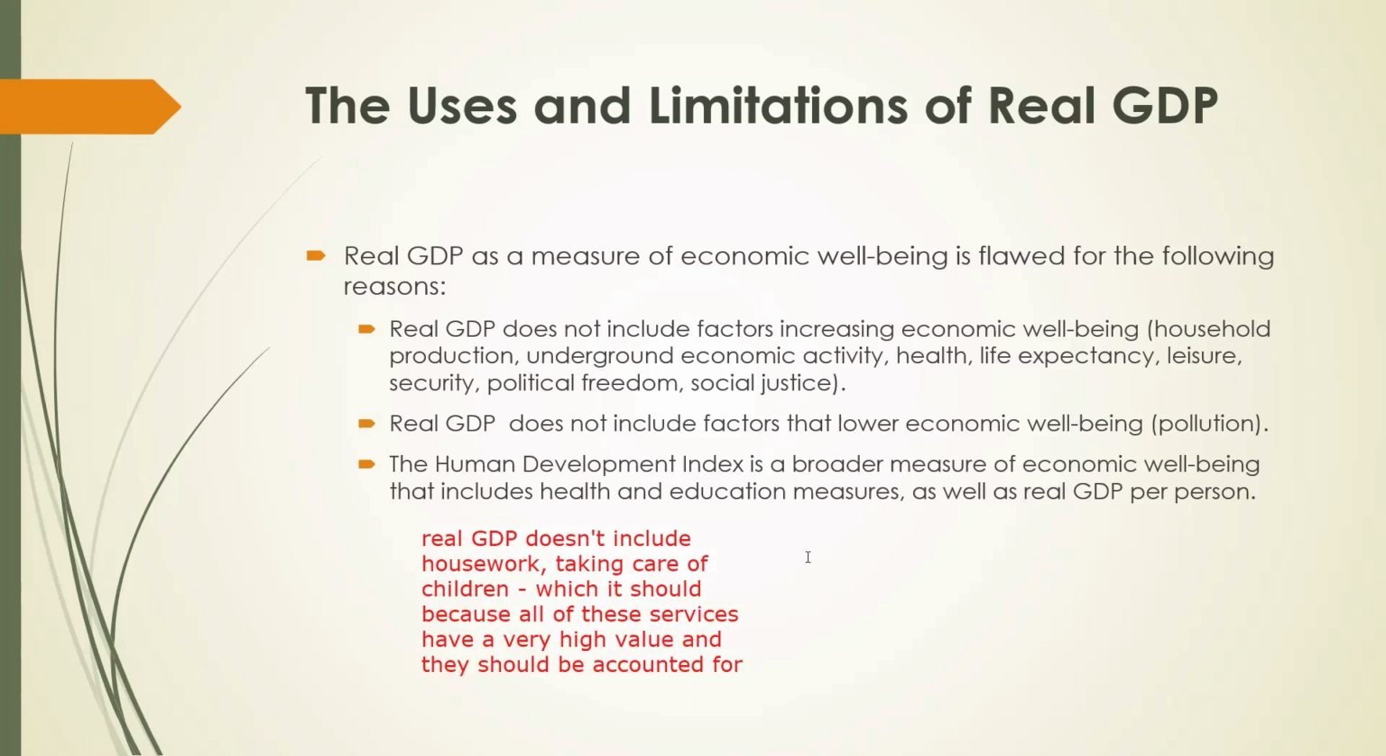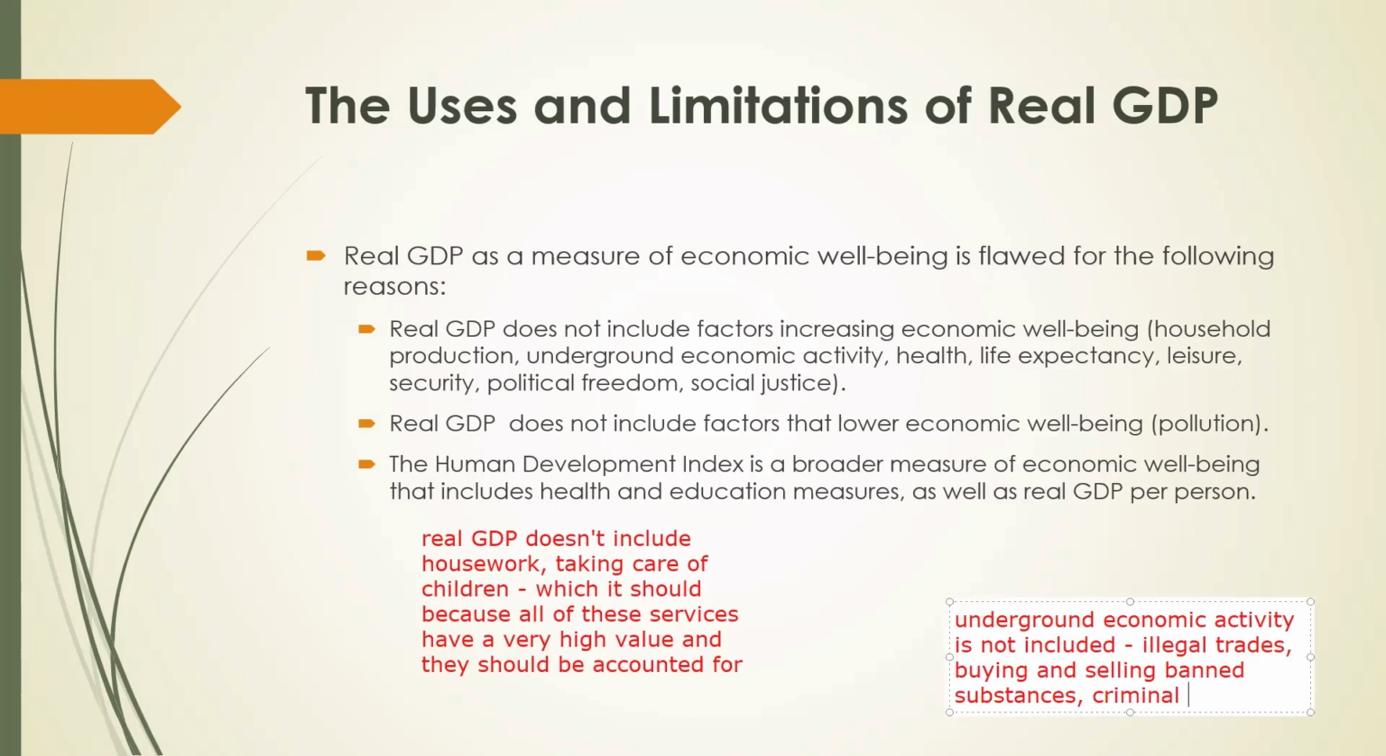Anything that relates to underground economic activity is not included. For example, there's a lot of underground economic activity in terms of illegal trades, like buying and selling banned substances, criminal dealing. That's not accounted for. There's hundreds of billions of dollars not accounted for in the Canadian economy based on underground economic activity. Health's not accounted for.